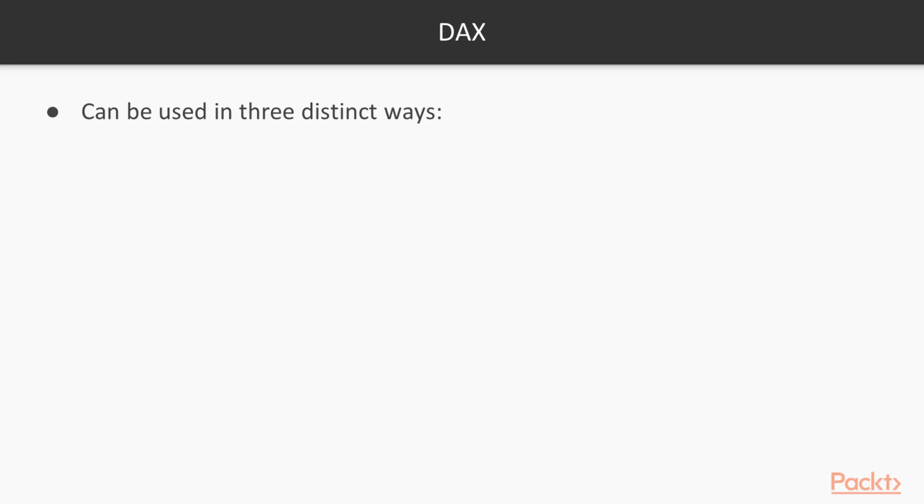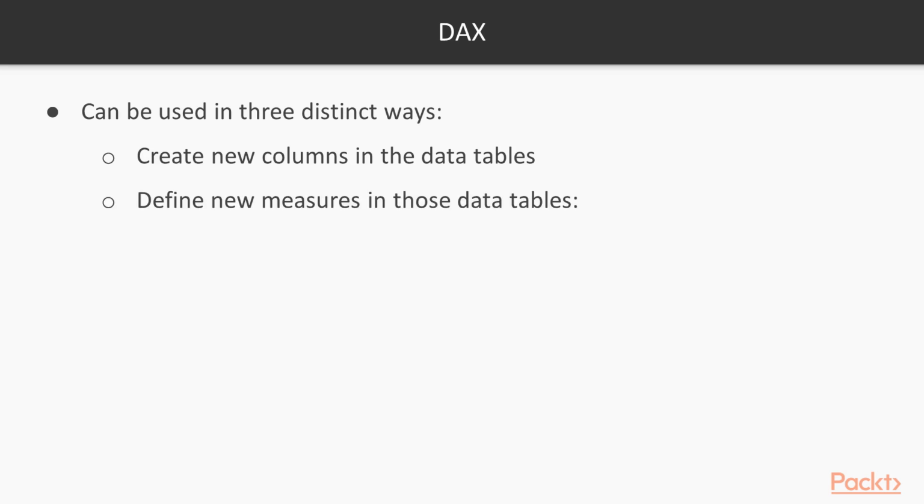Columns and measures. Now the DAX language can be used in three distinct ways. We can create new columns in our data tables. We can define new measures on those data tables. Measures are nothing more than numbers that are calculated over sets of rows. Sum and average would be very simple examples of measures.